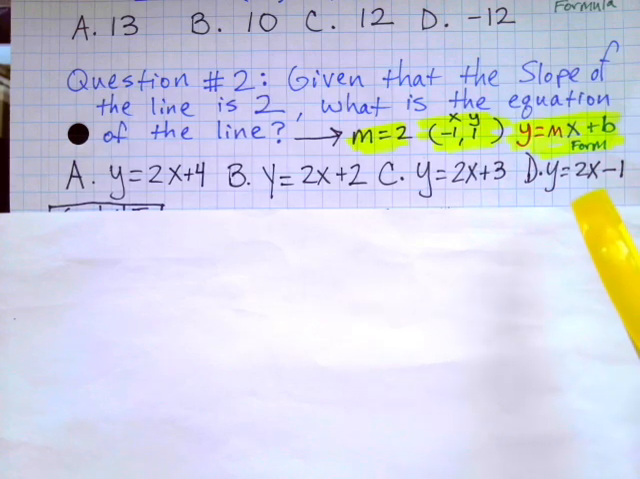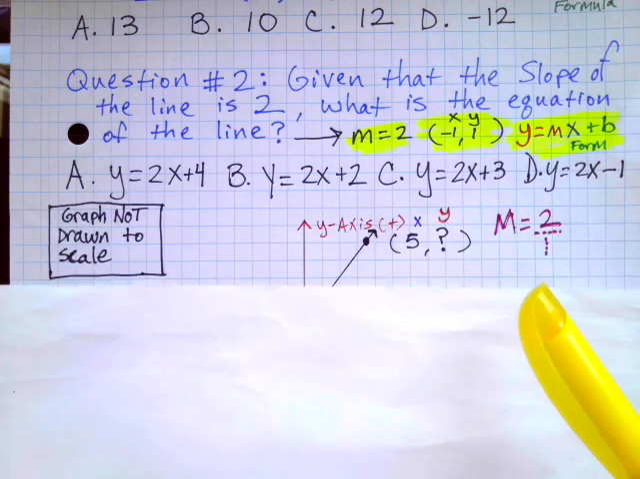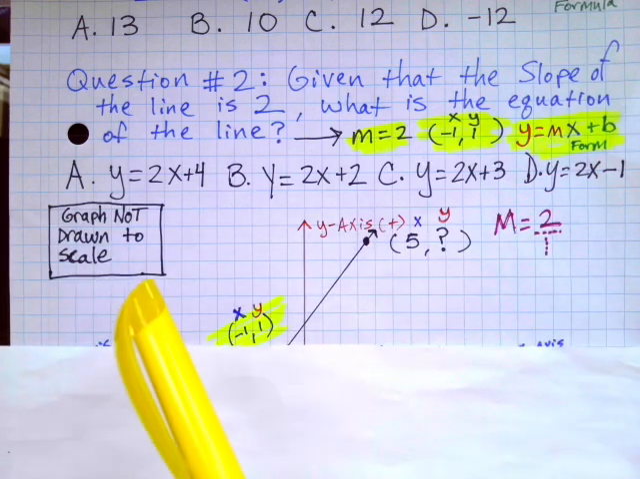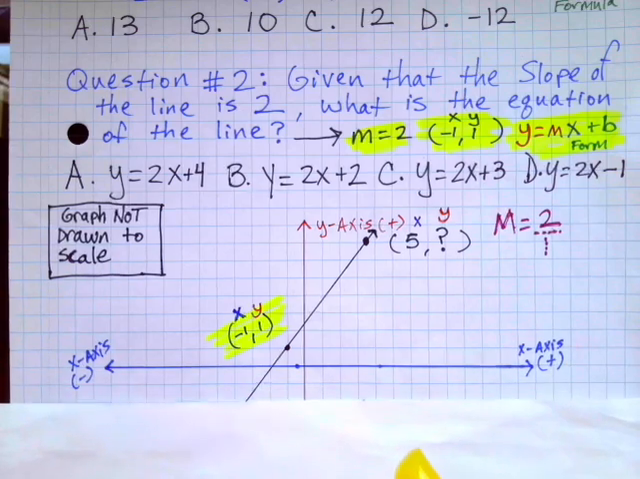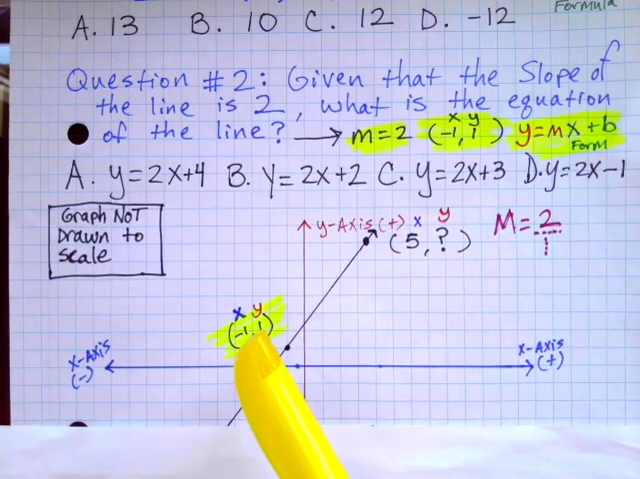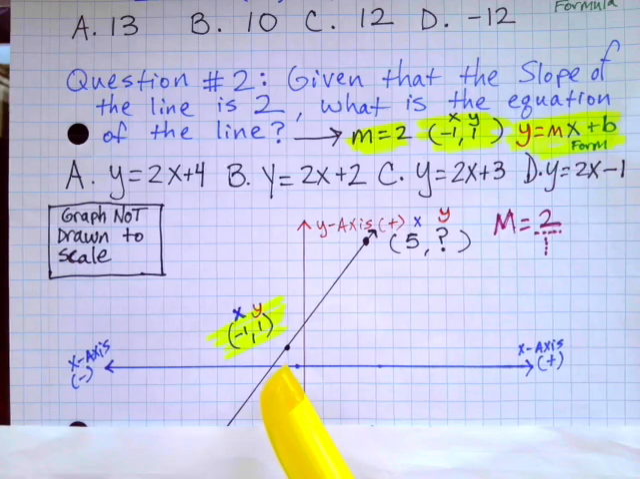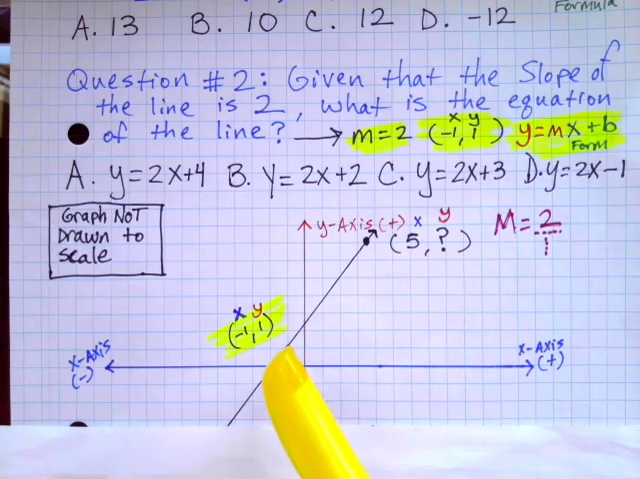And of course, there's a second way that we could answer this question. I'm going to show you both in just a moment, so stick with me. Again, this graph is not drawn to scale. I just drew it out to give you some of the details. They gave us the point -1, 1 on the graph. Now you need to know that starting at 0, 0, left 1 is -1 on the x, and up 1 is +1 on the y. You need to know and understand that.